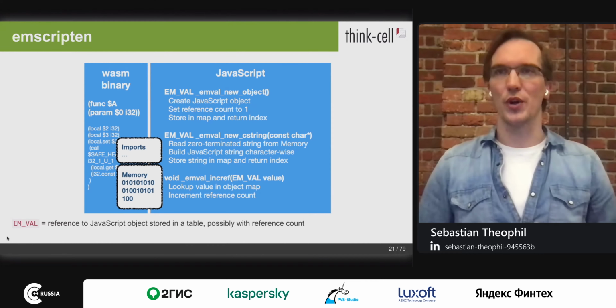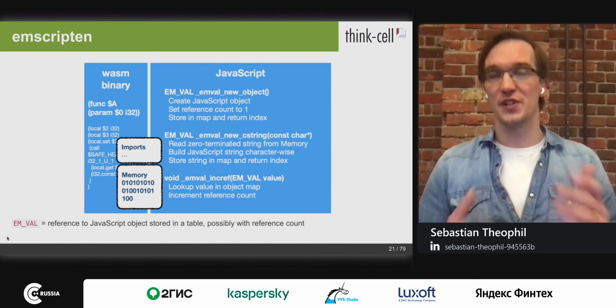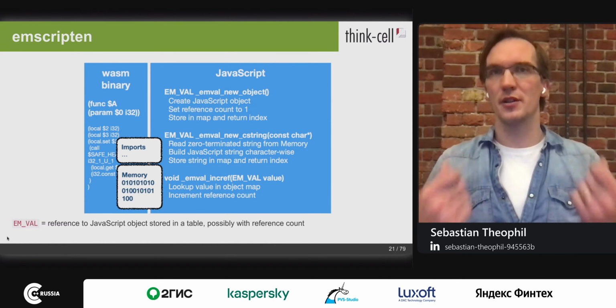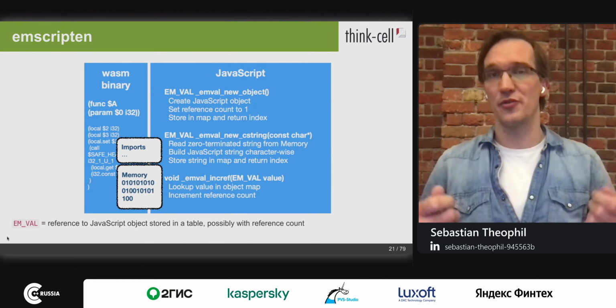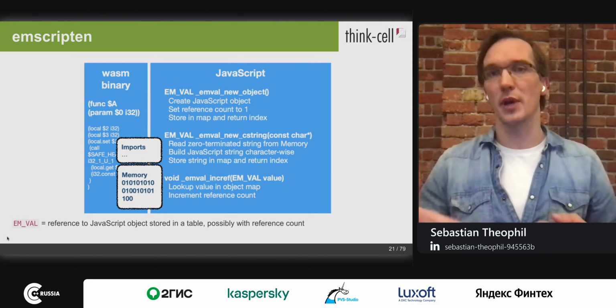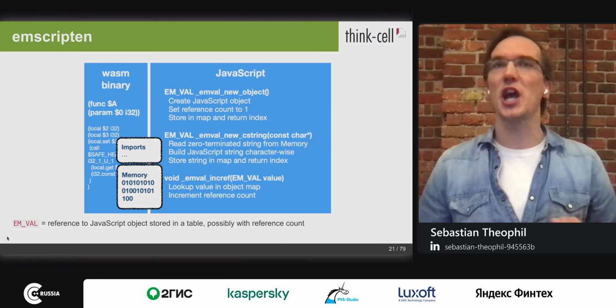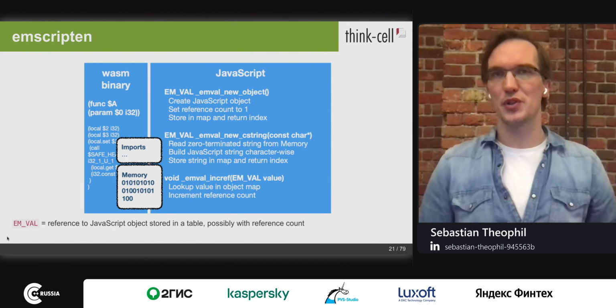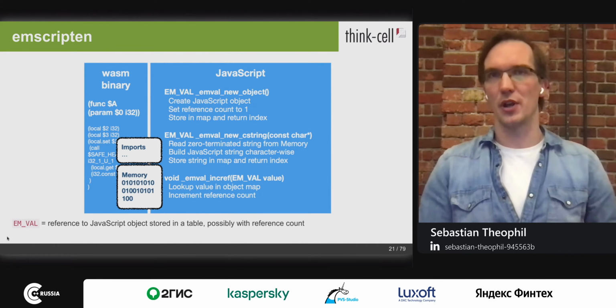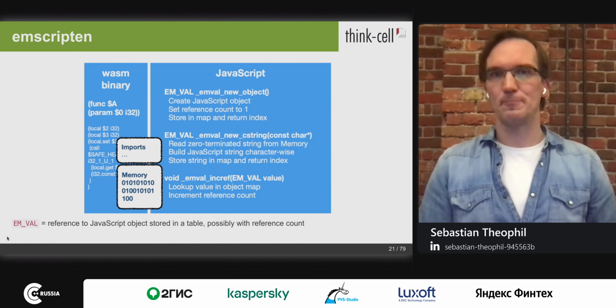Emval new C string works in a similar way. It receives as argument a pointer to a zero terminated C string. And now the JavaScript implementation would read the zero terminated C string at that address from the WebAssembly memory object. It will read it character by character and append each character to a JavaScript string. And then again, it will store the JavaScript string and a reference count in some map and return a handle to that object to the C++ world.